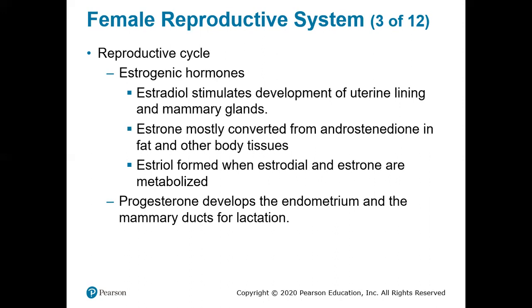Estrogenic hormones would include estradiol, which stimulates development of uterine lining and mammary glands. Estrone, mostly converted from androstenedione, and I'm sure I butchered that a little, in fat and other body tissues. And estriol formed when estradiol and estrone are metabolized. And progesterone develops the endometrium and the mammary ducts for lactation.